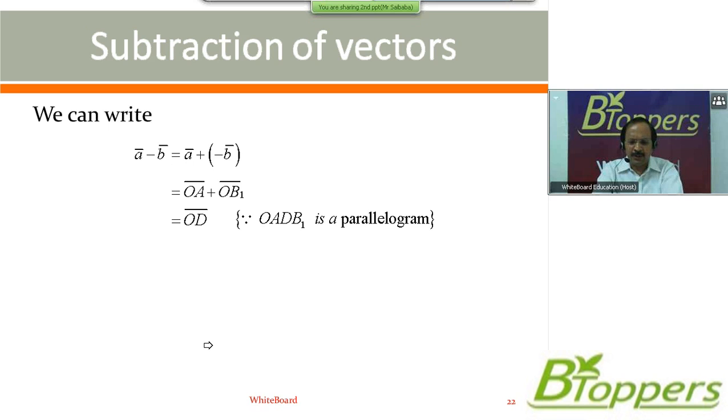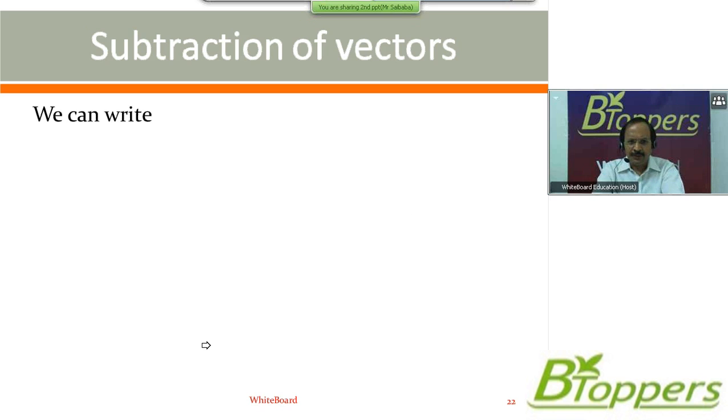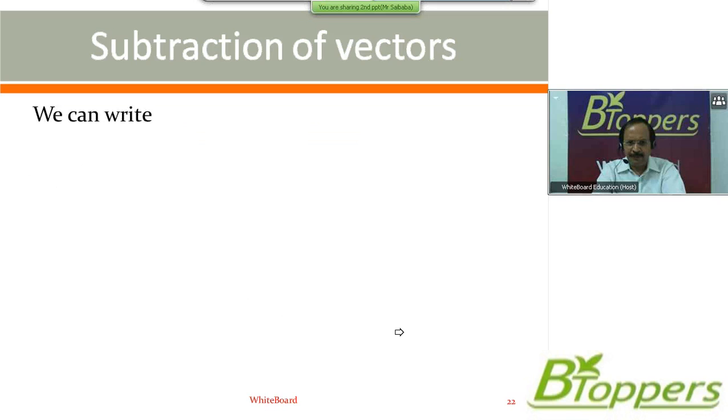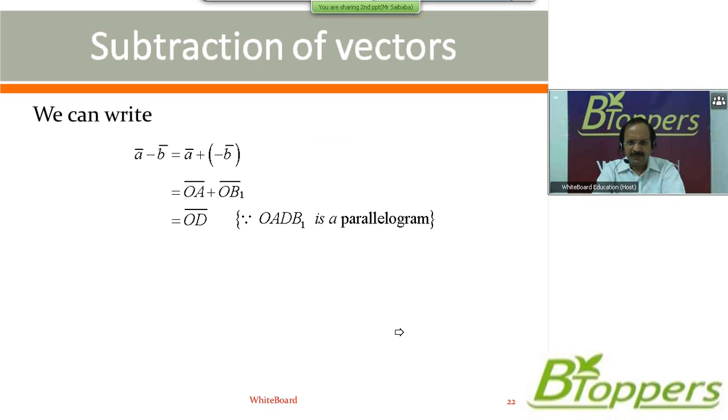And OADB1 is the parallelogram. We'll once again go to the diagram. OADB1 is a parallelogram. So from the parallelogram law of addition of vectors, the vector sum of OA bar and OB1 bar will be equal to OD bar. That means OD bar represents the vector A bar minus B bar.